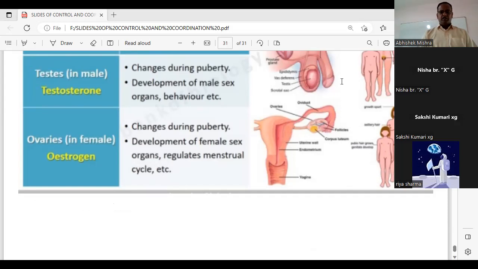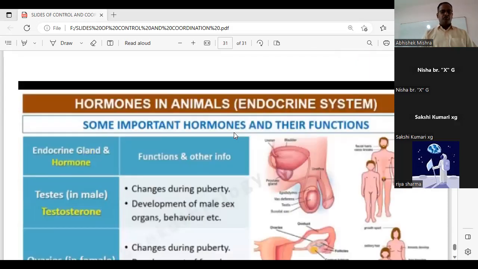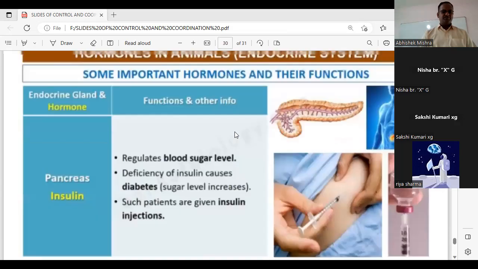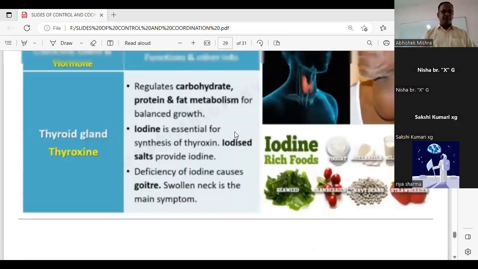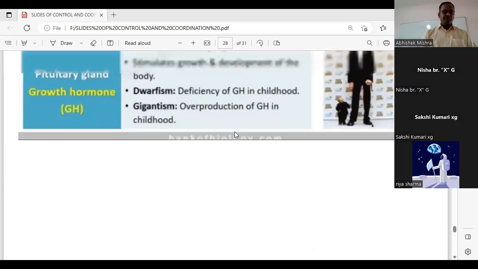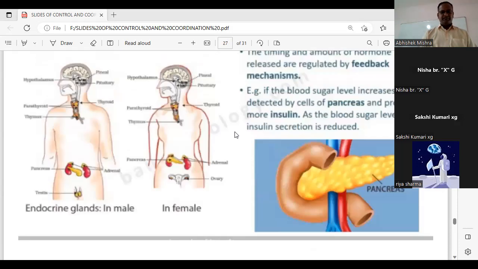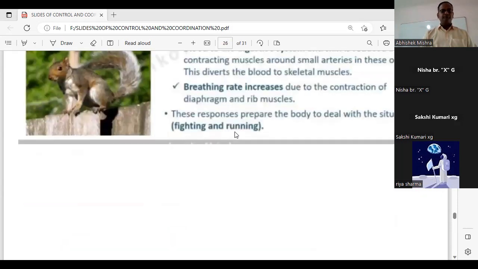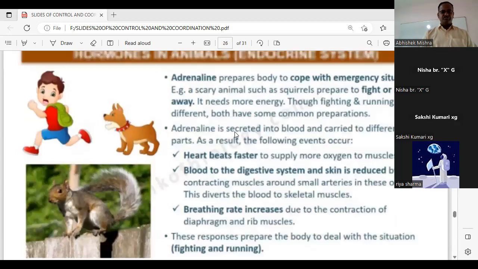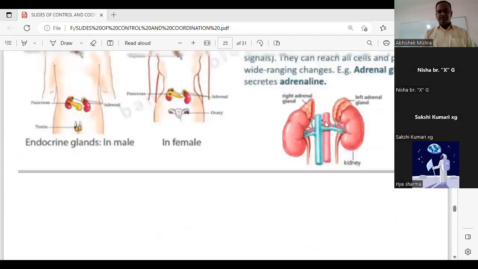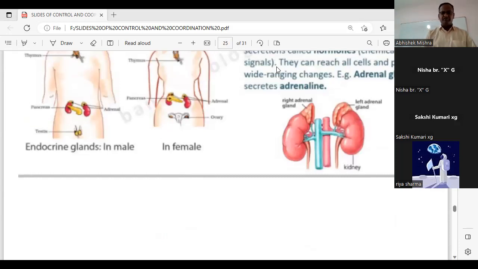So now students, we did the testes, the ovary, the pancreas, the thyroid, the pituitary, and the hypothalamus, but one gland is left, that is the adrenal gland. This is another very important gland. See, students, the location of the adrenal gland in this picture. The adrenal gland is located on the top of the kidneys. We have two kidneys, so there is a left and a right adrenal gland.